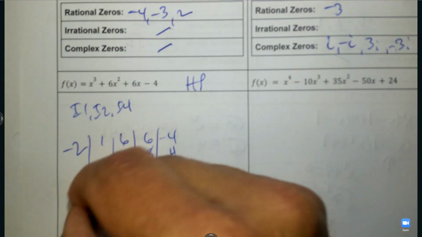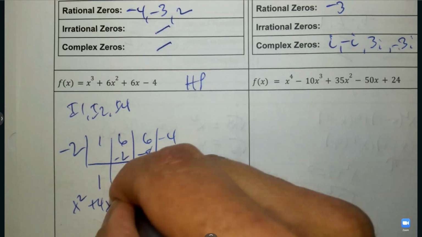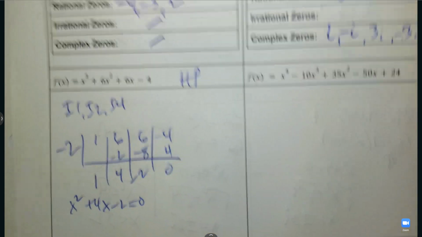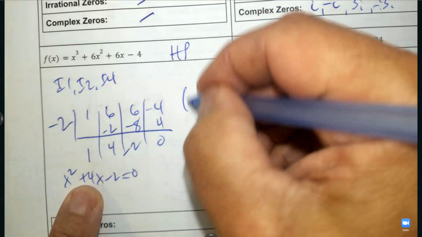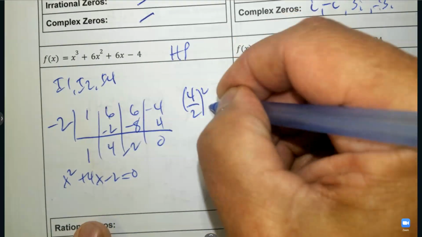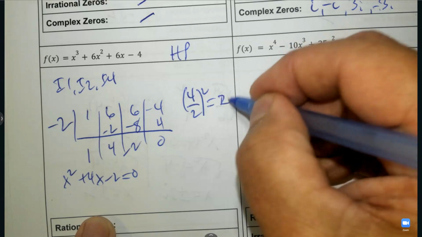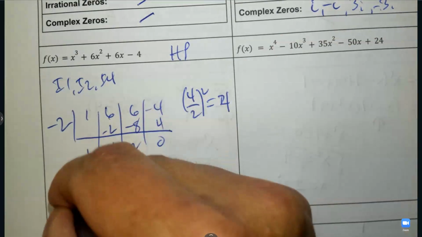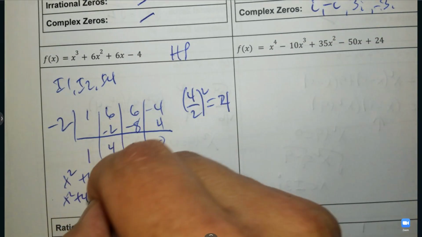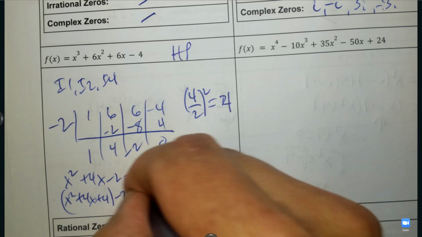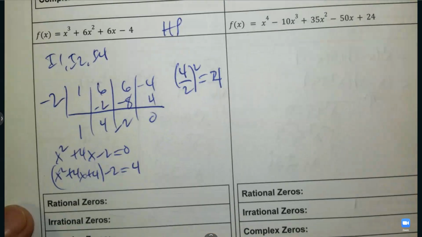And then what's left over is x squared plus 4x minus 2. Not factorable, not diamonds. Instead, we're going to complete the square. So I'm going to take that b value, divide by 2, and square it. So 4 divided by 2, 2 squared, that number is 4. So I'm going to add 4 to the right and left. And then I'm going to solve it.